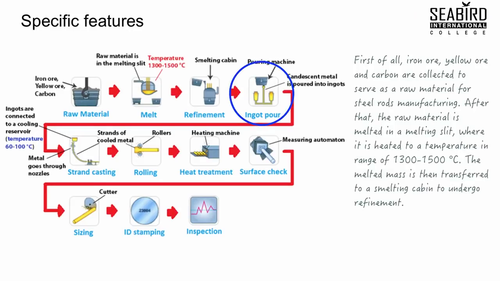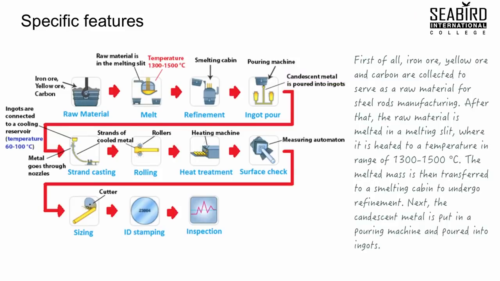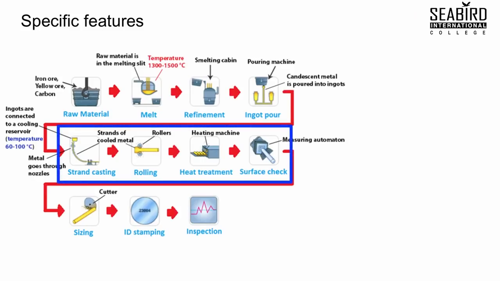Then comes the fourth stage. It's called ingot pour. The picture shows a pouring machine that pours some material into containers, and a short explanation says, "Condensed metal is poured into ingots." Using this information, I wrote such a sentence. Next, the condensed metal is put in a pouring machine and poured into ingots. And that's all with our first paragraph for specific features. I hope that now you get an idea of how to describe the process stage by stage. So let's move on to the second paragraph that describes the next 4 stages.